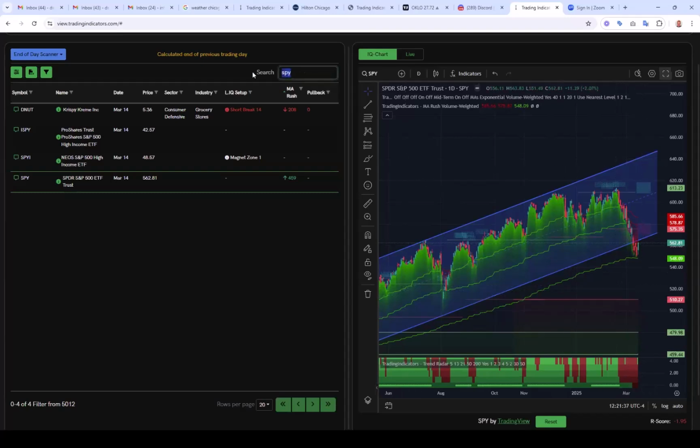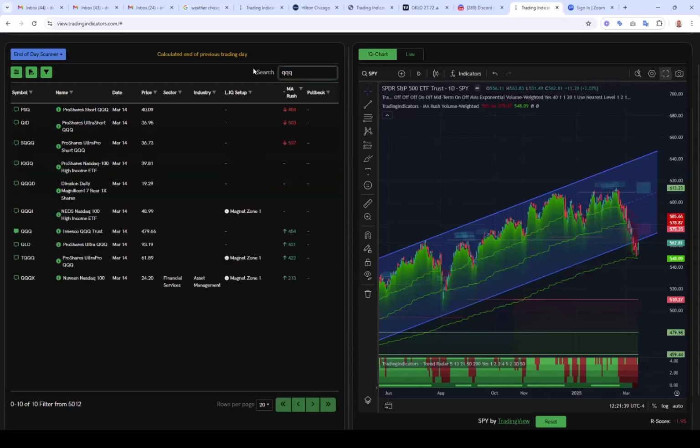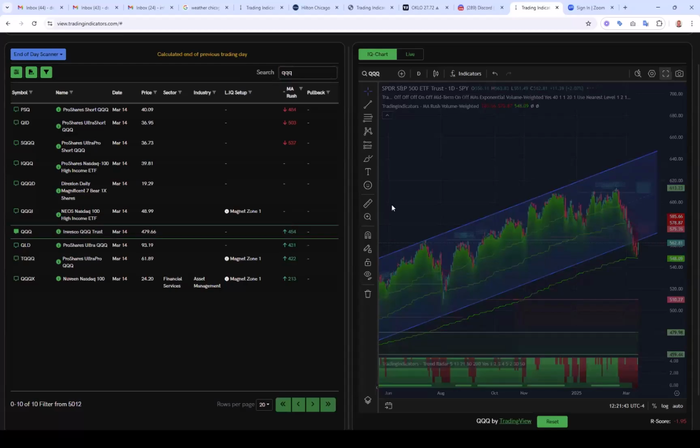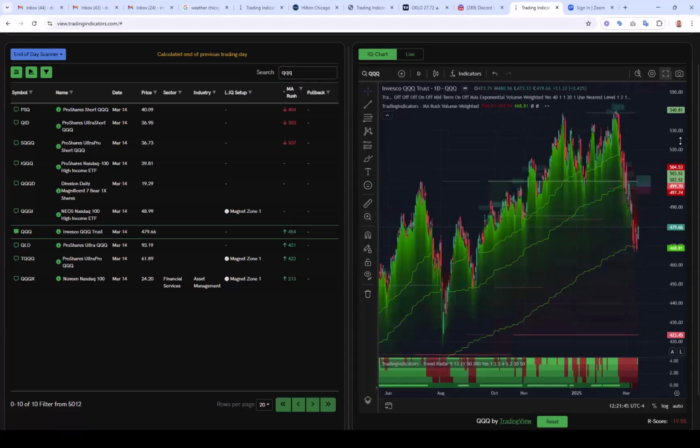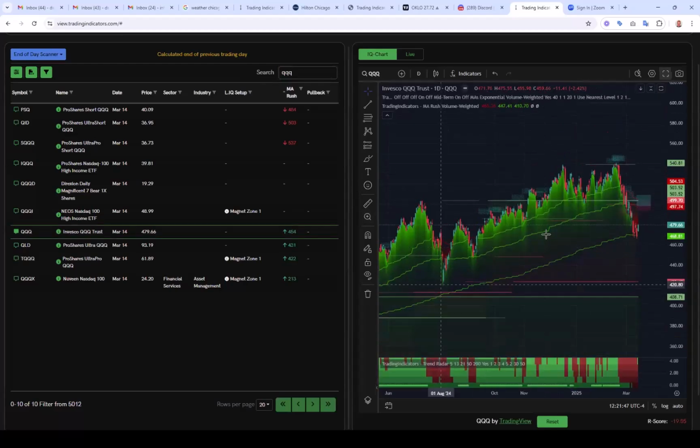It's very similar in the QQQs. If you go to the NASDAQ 100 ETF here, the Qs, what do we see? Well, we did break our trend channel.